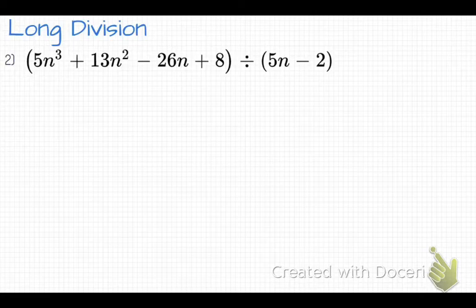Here's our second one. Now I have 5n cubed plus 13n squared minus 26n plus 8 divided by 5n minus 2.